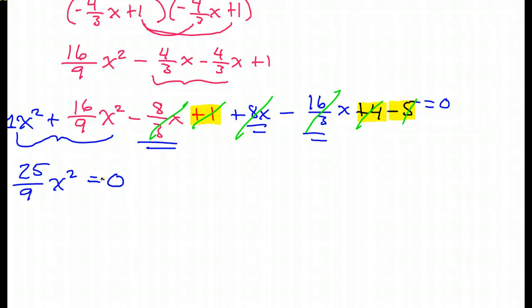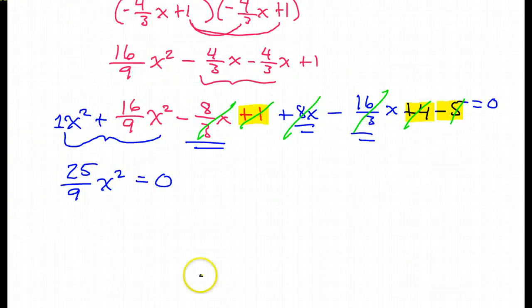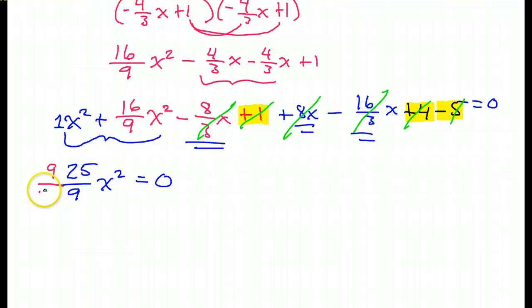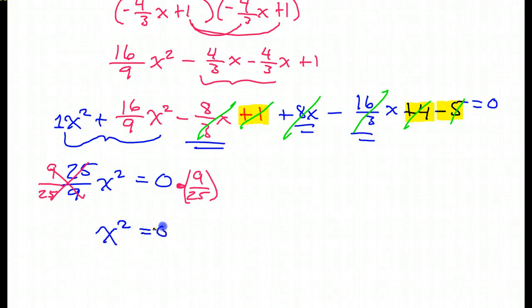Okay, that's what I have. This is a strange problem. So I'm just going to divide both sides by 25 over 9, or you could think of it as multiplying by the reciprocal, 9 over 25, if you want. Either way, these are going to cancel out. 0 divided by anything is 0. So I'm going to wind up with x squared equals 0. If you take the square root, obviously x is equal to 0.